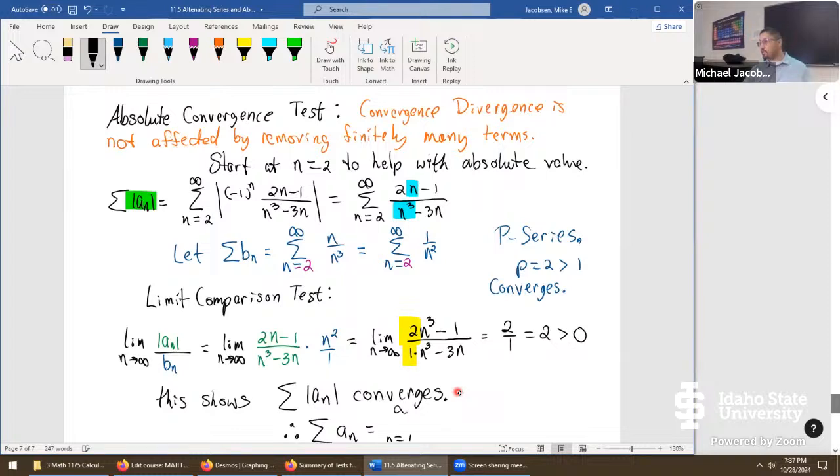Let's write it out just to be specific. So we go from -1 to the power n, 2n minus 1, over n cubed minus 3n. This converges absolutely. It's a lot of work, but we have a conclusion. Lots we could say about this conclusion, but any questions or comments first?